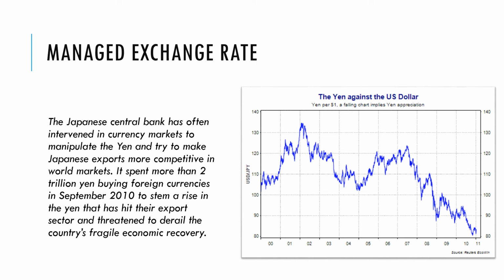Another example of a managed exchange rate might be the Japanese economy. It spent more than 2 trillion yen buying foreign currencies in September 2010 to try and stem a rise in the yen that had hit their export sector. So here we can see the US dollar against the Japanese yen, and as the dollar has weakened against the yen here, that means that the yen is actually increasing in value.